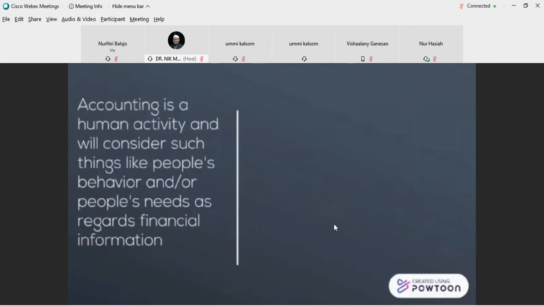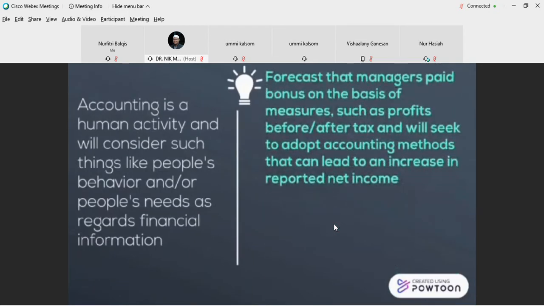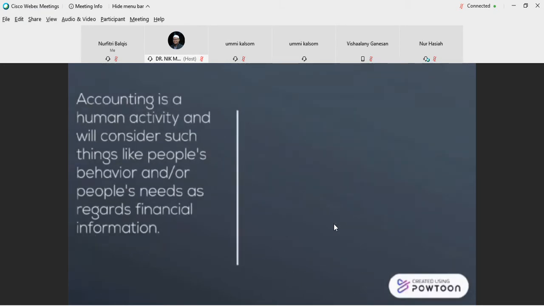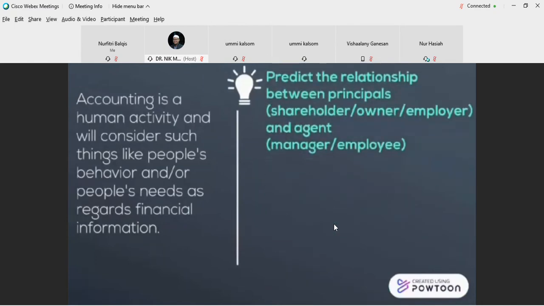Next, forecast that managers are paid bonuses on the basis of measures such as profit before or after tax, and will seek to adopt accounting methods that lead to an increase in reported net income. This relates to positive accounting theory. And the third one is to predict the relationship between principal, which is shareholder, owner or employer, and agent, which is manager or employee. This relates to agency theory.